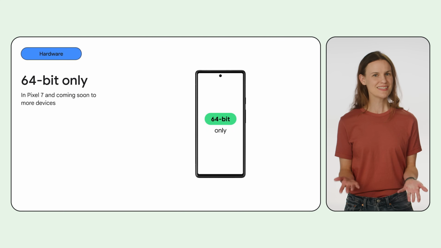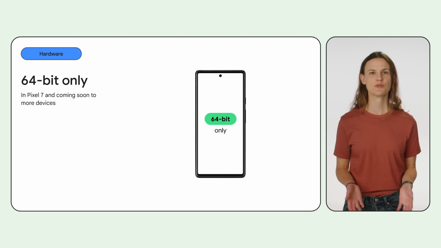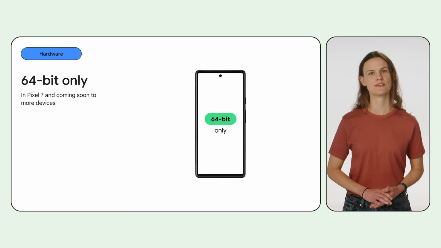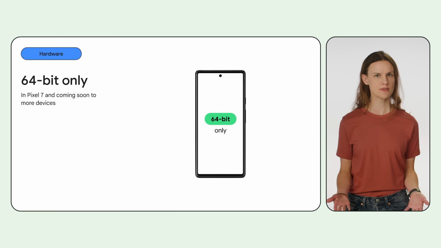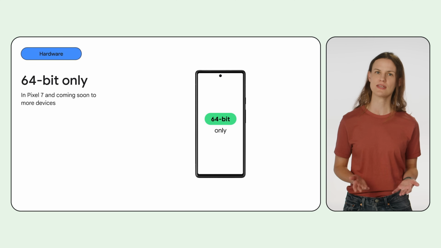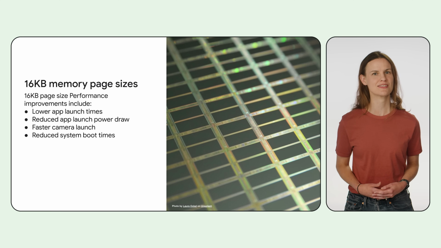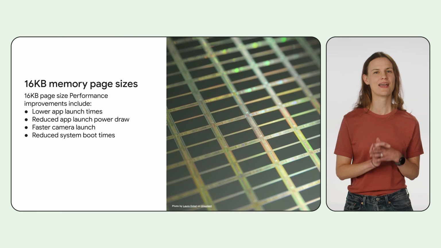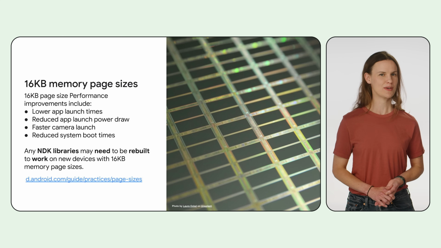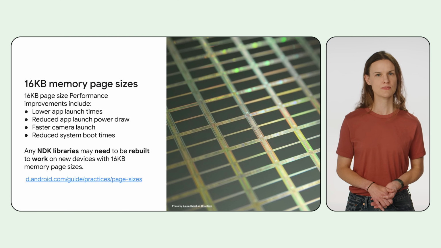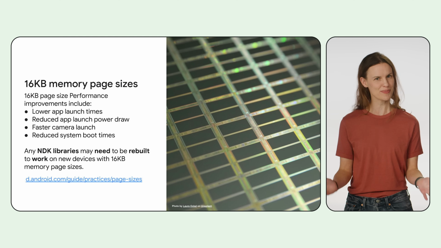Last year, we reminded you of the move to 64-bit only devices, helping to improve performance and reduce the size of the OS, but requiring that all 32-bit apps with C or C++ libraries be compiled and updated to 64-bit. Now, 16-kilobyte memory page sizes are coming to Android, and they will bring a host of performance improvements. But you may have to rebuild or get rebuilt any C or C++ libraries to support these new devices. So make sure you've tested your app.